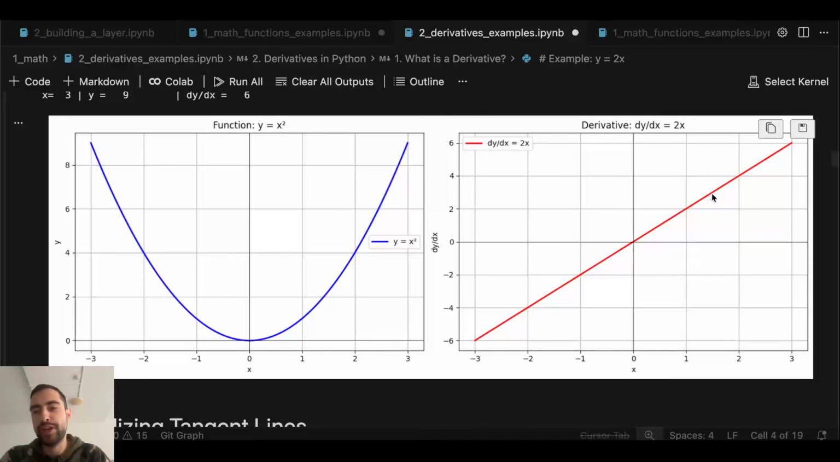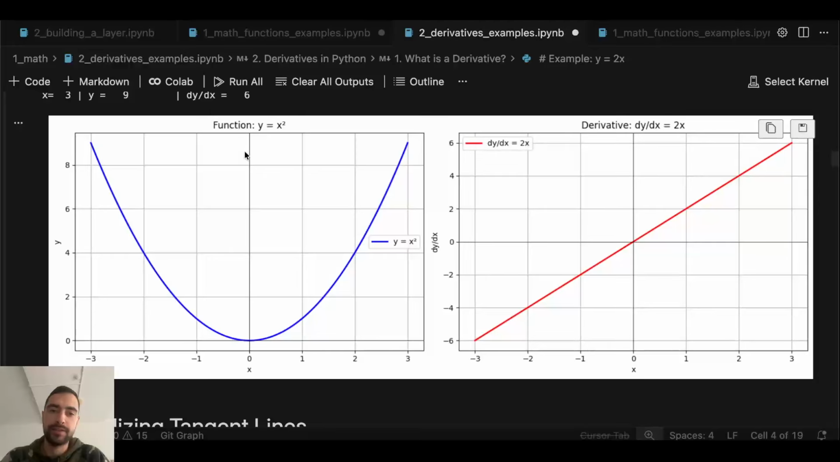So funnily enough, you can also take the derivative of this derivative. That would be the second derivative. Here the growth will be just 2. The derivative of 2x will be just 2. But let's not get confused. Here we have the function x squared, and the derivative is 2x.